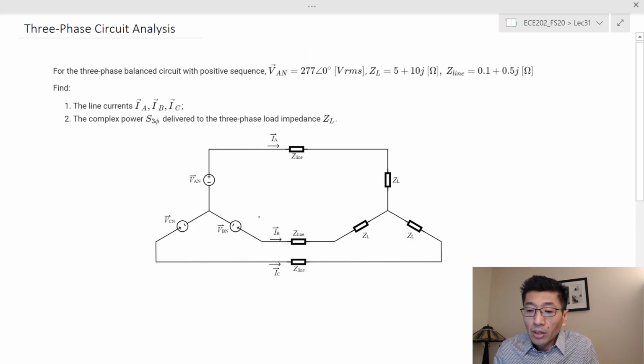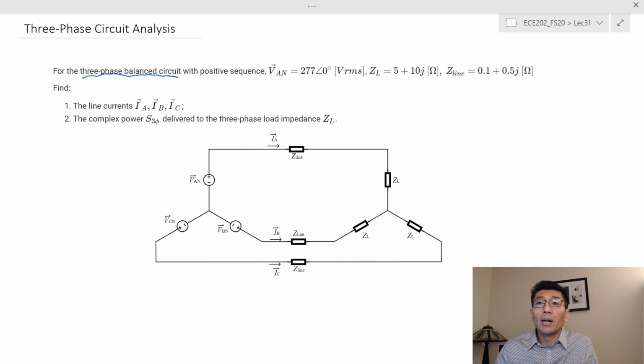Okay, so for the three-phase balanced circuit, I'm going to illustrate this with an example. Let's see, we have a three-phase balanced circuit. Remember what the three-phase balanced circuit is? That means the sources have the same magnitude or amplitude, the amplitude in time domain, the magnitude in phasor, and their phase angles are displaced by 120 degrees. Depending on the sequence, it could be positive sequence or negative sequence. The positive sequence means the B phase is lagging the A phase by 120 degrees, and the C phase is lagging the B phase by 120 degrees, right?